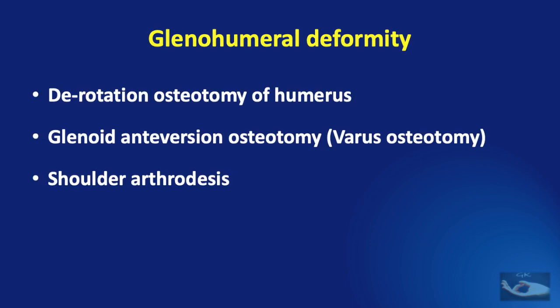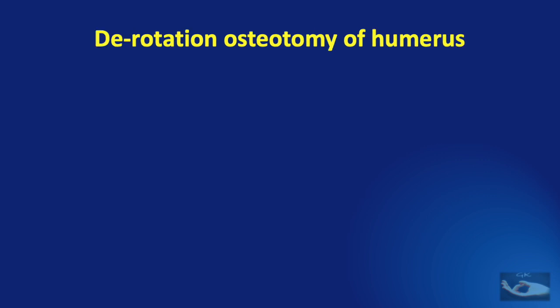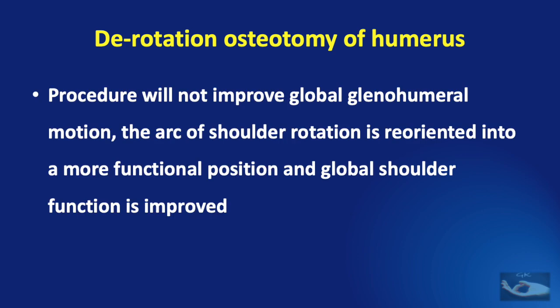Finally, we shall consider the surgical management of the glenohumeral deformity or dysplasia. There are three main procedures described: derotation osteotomy of the humerus, glenoid anteversion osteotomy, otherwise known as varus osteotomy, and shoulder arthrodesis. The procedure of derotation osteotomy of the humerus will not improve global glenohumeral motion, but the arc of shoulder rotation is reoriented into a more functional position and global shoulder function is improved.